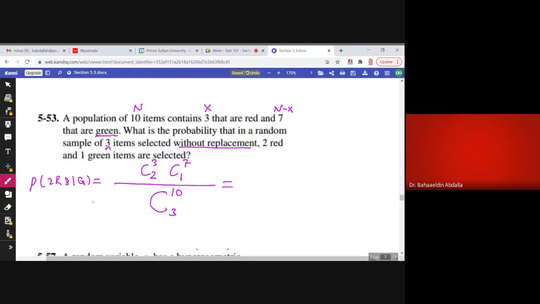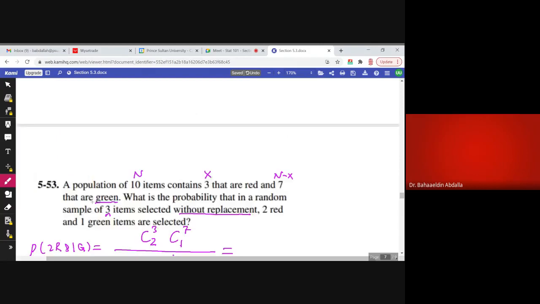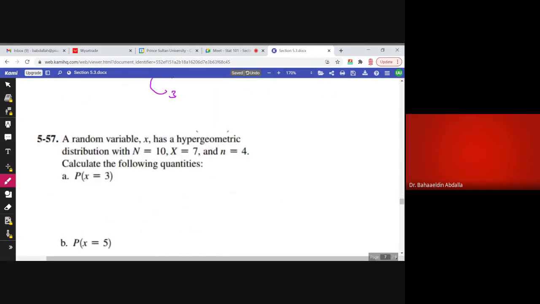Now, the number of items that you can select, for example, let us talk here. If small n is 4, what would be x, the number of successes in the sample? Small x in this question could be 0, 1, 2, 3, or 4. It cannot exceed 4 because small n is 4.